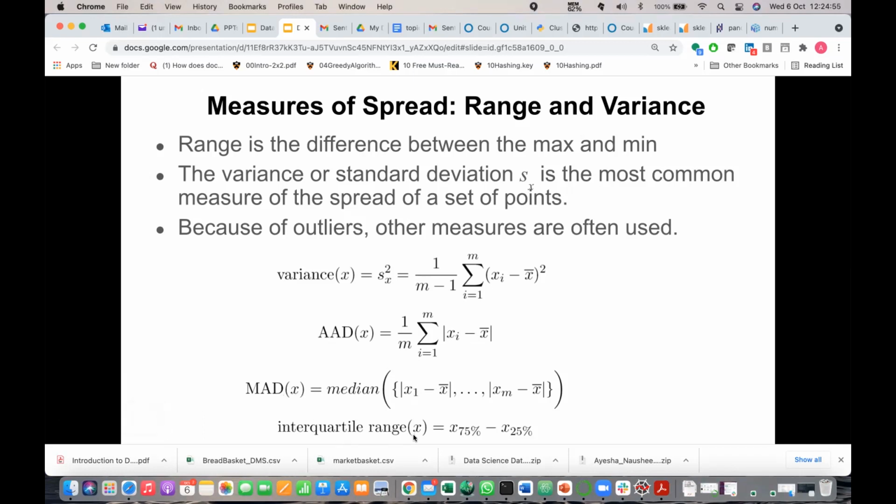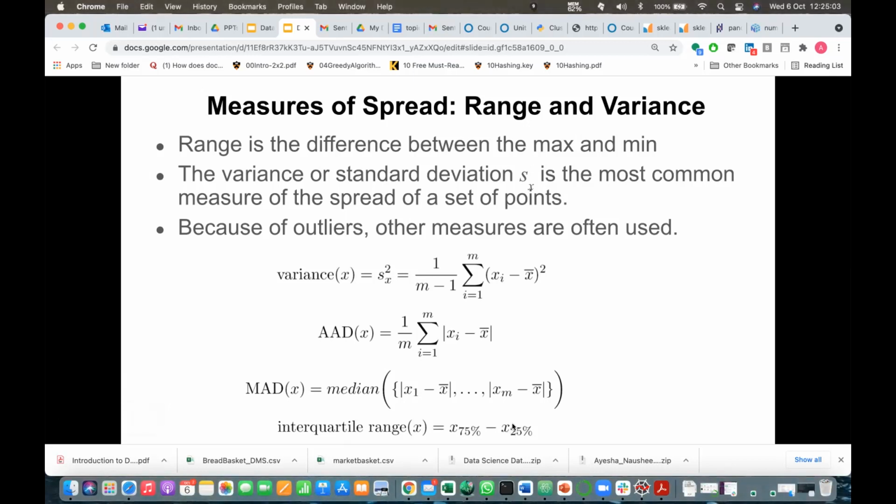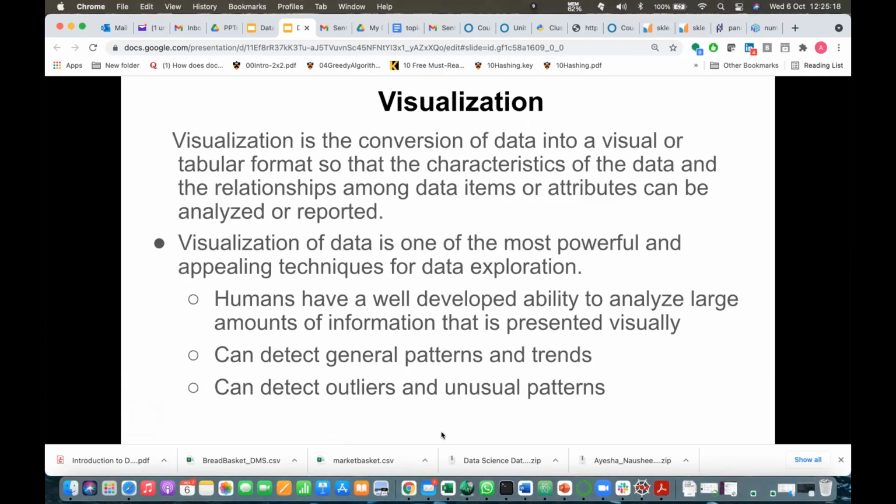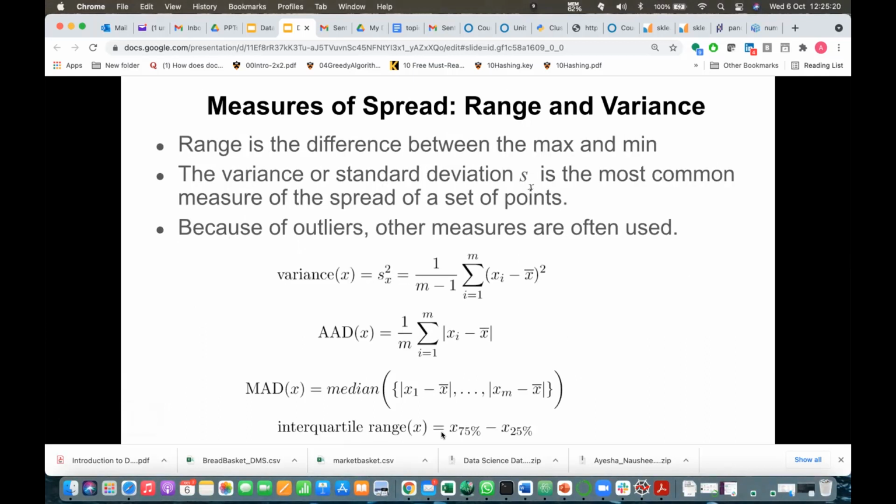So the interquartile range is nothing but the 75 percentile value minus the 25 percentile value, meaning 50% of values fall between these two values. X25 means the 25 percentile value, and then the 75 percentile value. What is the difference between the 25 percentile value and the 75 percentile value? So that is regarding this summary statistics.